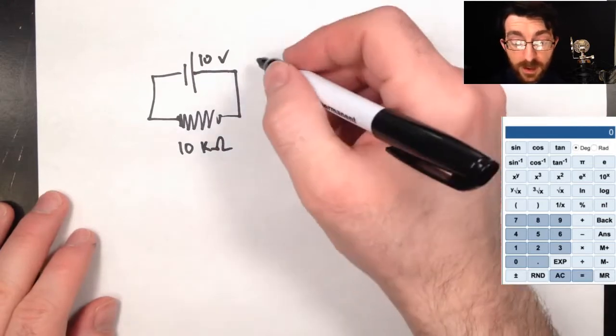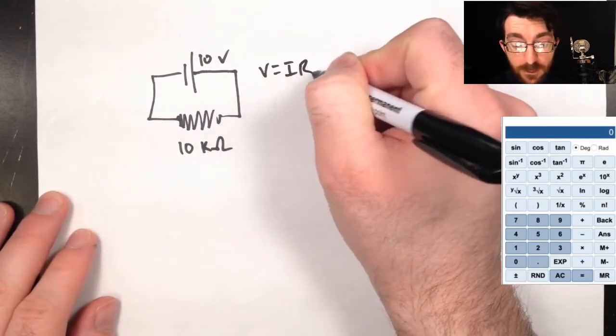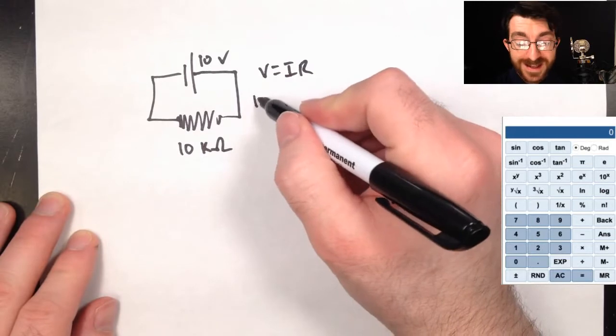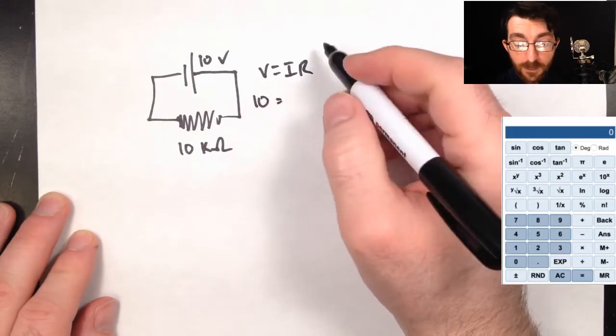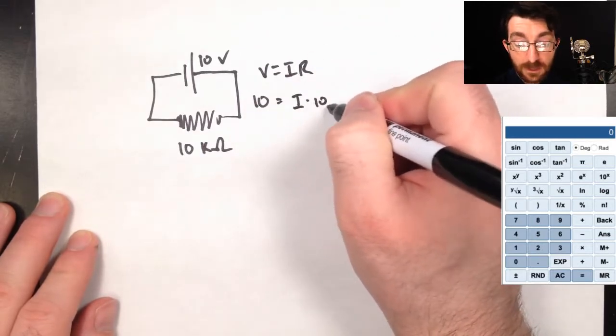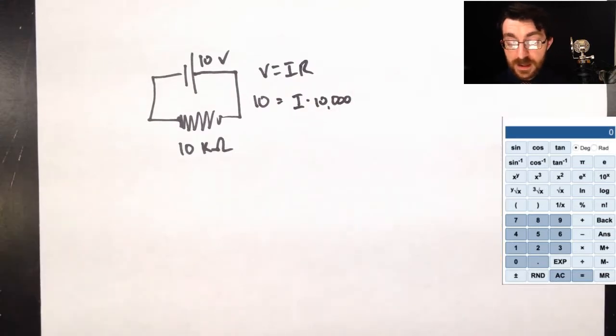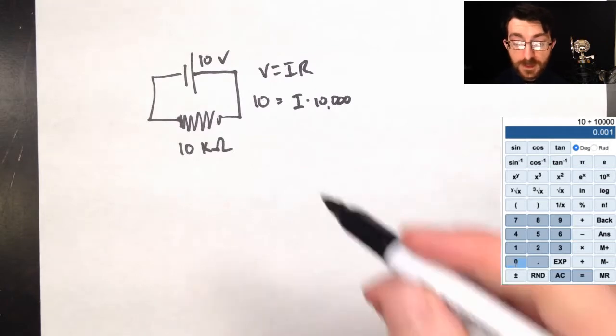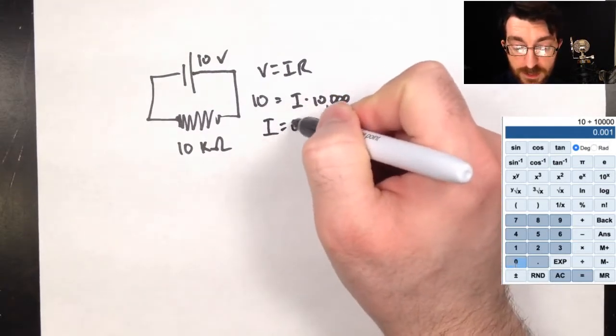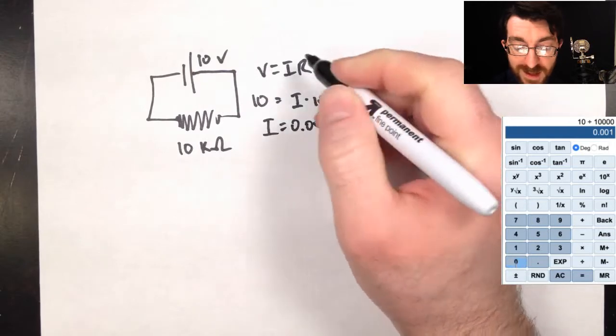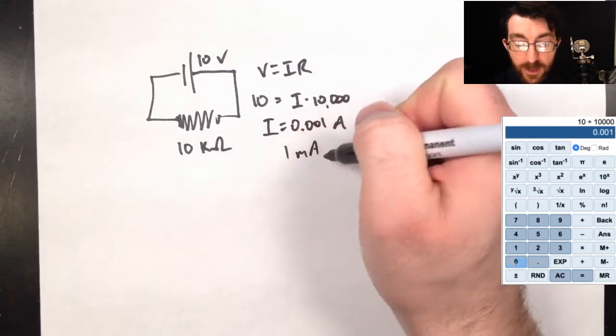And if we're going to use Ohm's law on this, V equals IR, and we got a voltage of 10, a resistance of 10,000, which means a current of, let's divide both sides by 10,000. 10 divided by 10,000. It's 0.001. So we have a current of 0.001 amps, aka 1 milliamp.